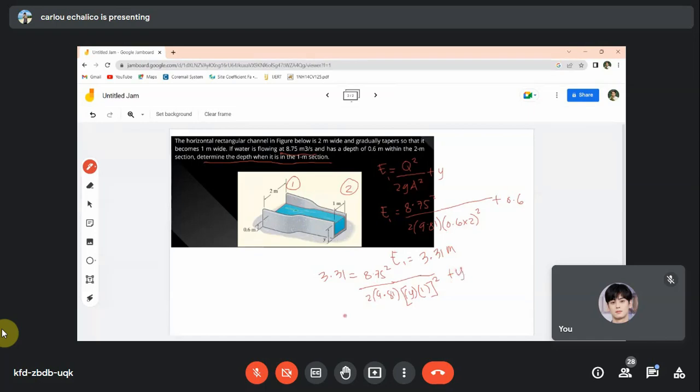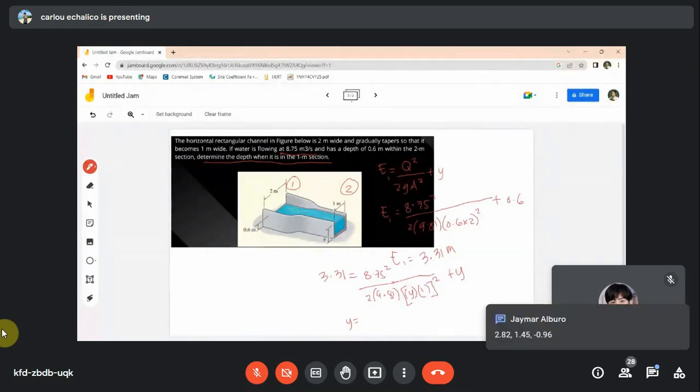So therefore, our y, we need to find the values of y. What are those values of y? Just trial and error. You can assume 0.6, then try larger values. Three, 2.82, 1.45, 0.96.